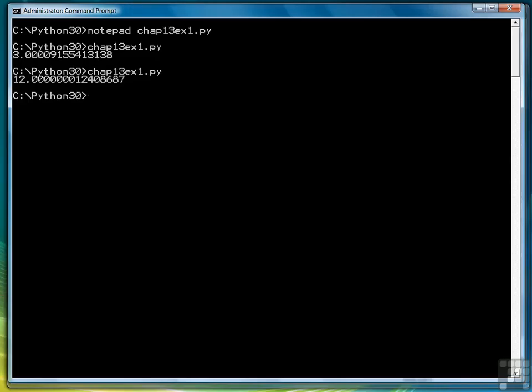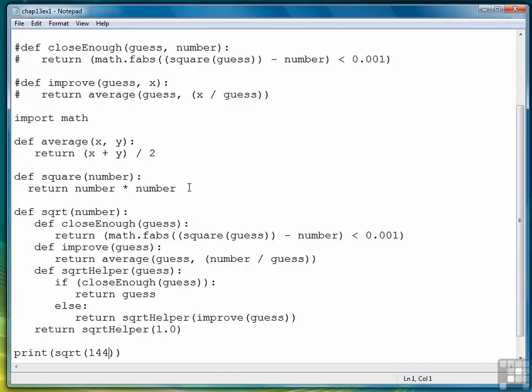So there we see that by nesting functions, we get a more efficient and more maintainable definition of how to determine the square root of a number using Newton's method. The functions that aren't general enough to be used in other instances, probably close enough, improve, and square root helper, get defined within square root so that someone looking at the program doesn't have to look far to figure out what these functions do. So with that, we wrap up this exercise and we wrap up this chapter on scoping and nested functions.